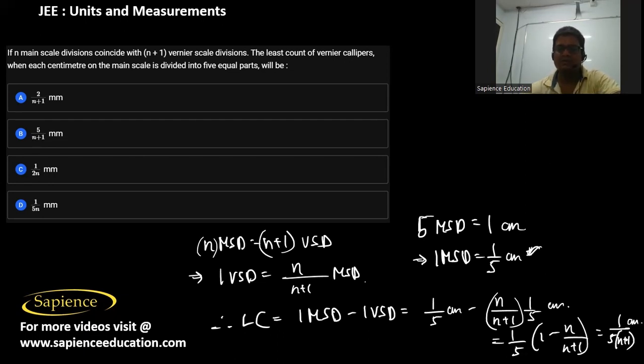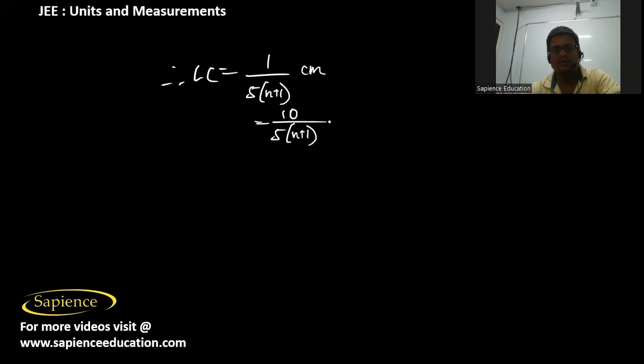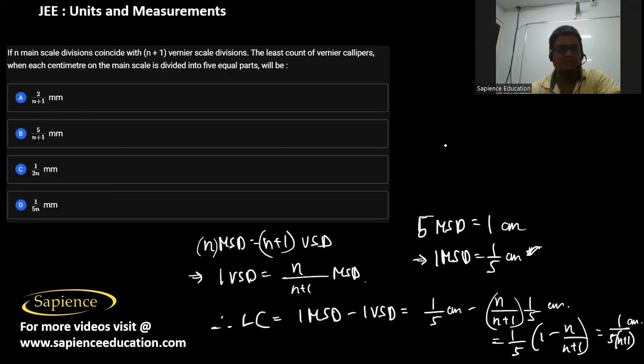And if you convert it into millimeter, then the least count we got, 1 by 5 into n plus 1 centimeter, I can say is 10 by 5 into n plus 1 millimeter. So that is 2 by n plus 1 millimeter. So this is the least count. So option A is the correct answer.